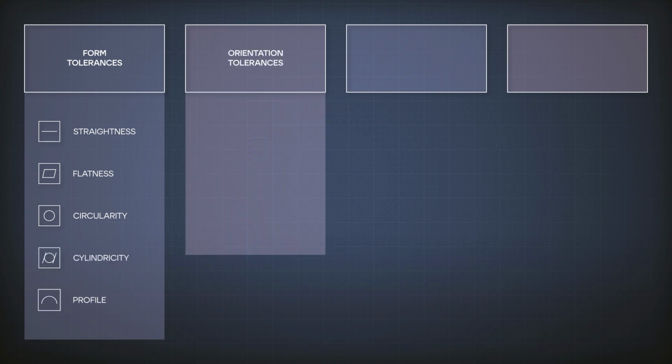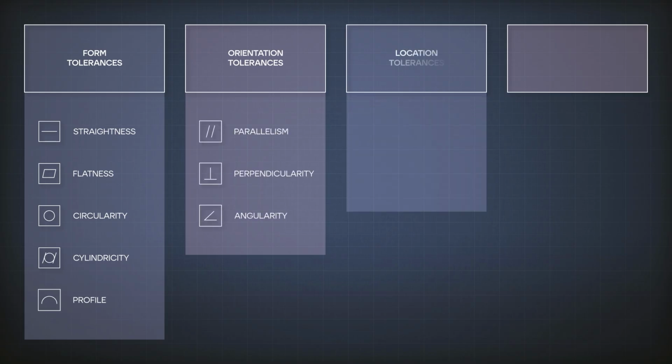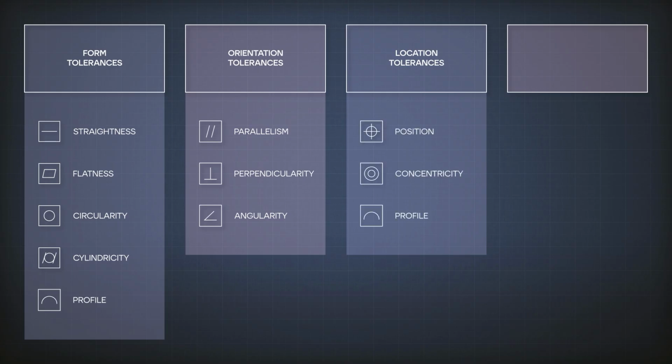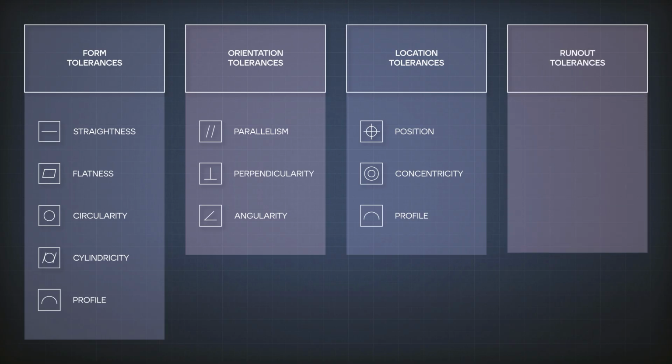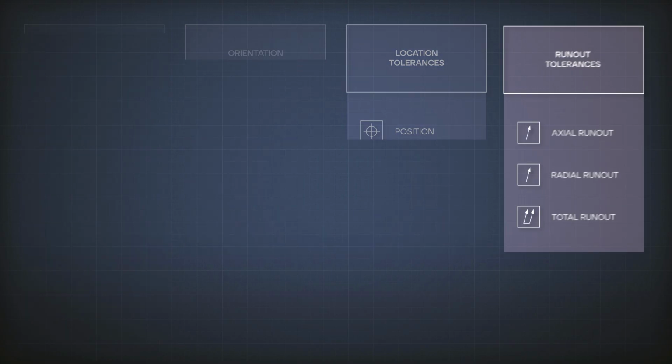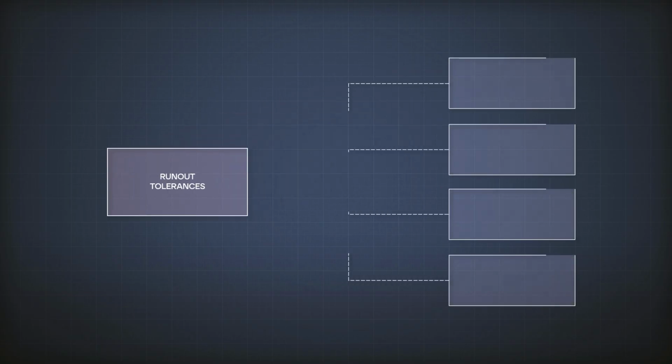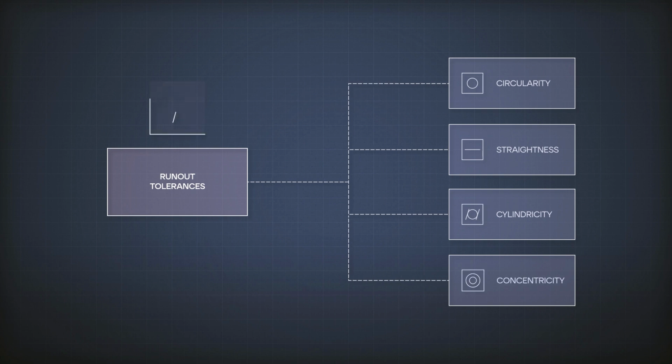Orientation tolerances, which include parallelism, perpendicularity, and angularity. Location tolerances include position, concentricity, and in some cases profile. Runout tolerances, which are mainly used to tolerate rotating elements. These are combined specifications that combine other specs like circularity, straightness, cylindricity, and concentricity in one tolerance.